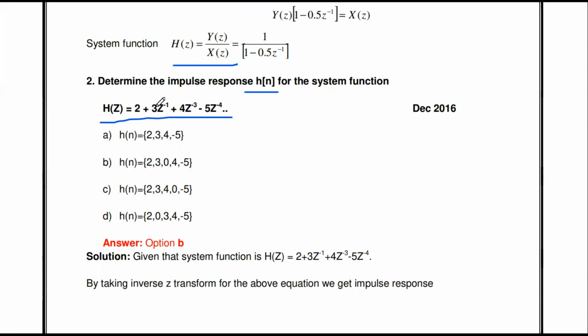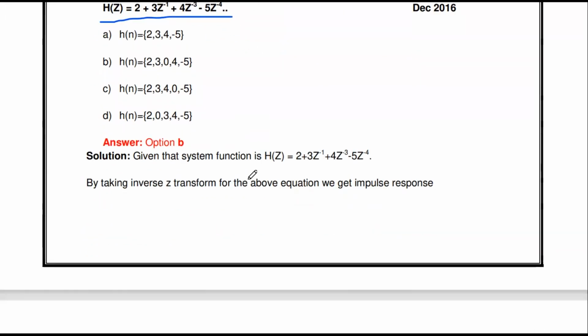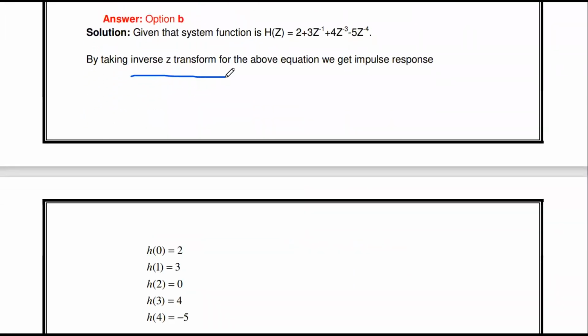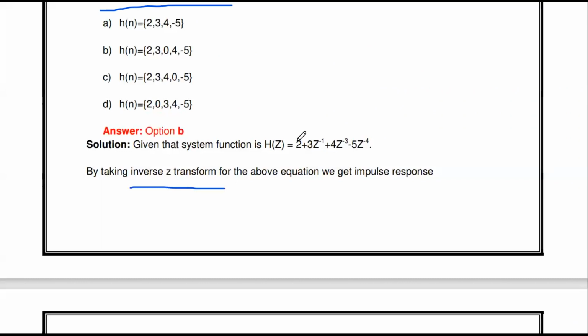So constant plus 3 into Z power minus 1 plus 4 into Z power minus 3 minus 5 into Z power minus 4, etc. We already solved this type of problem in the fourth unit videos. Inverse Z transform we solved like this. So for the H of Z, we have to take the inverse Z transform. The inverse Z transform of this H of Z can be written as, first you see what constant is available, the 2.